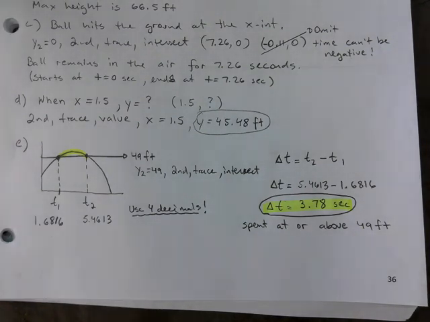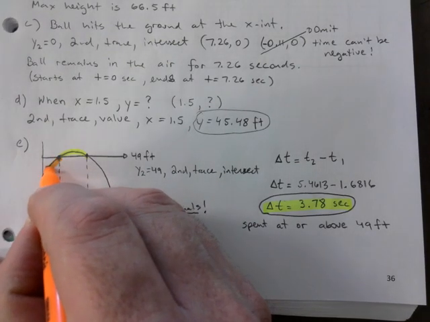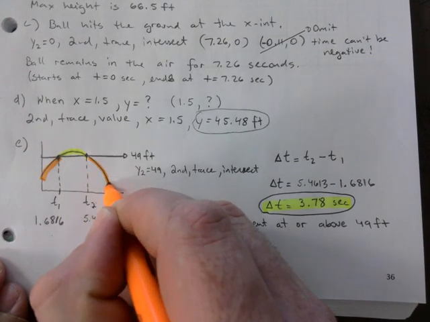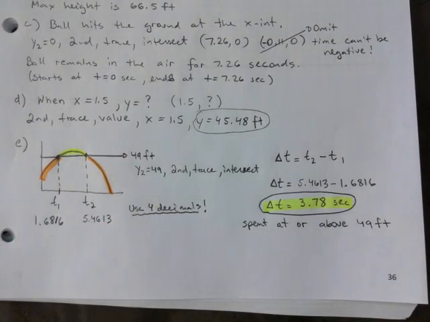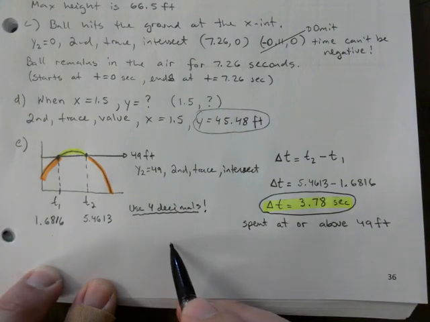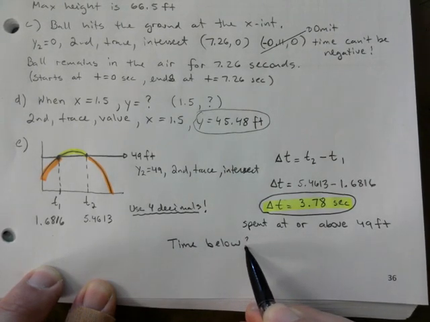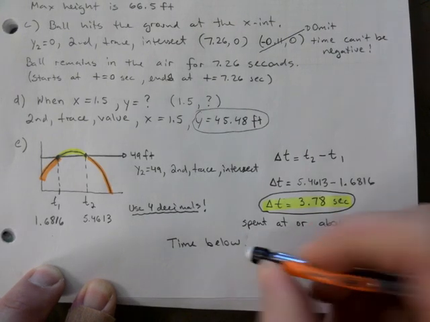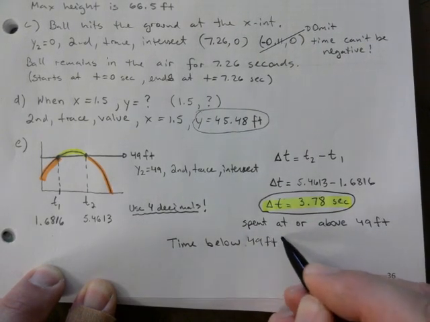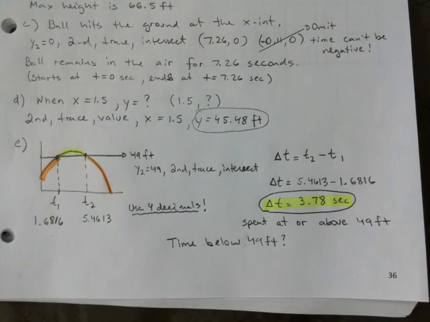But what if the question asked you for below 49 feet? How long was the ball below 49 feet? Time below, okay, sorry, below 49 feet. Anybody willing to chip in how you would find that? You have everything you need, you just need to pick the right numbers.